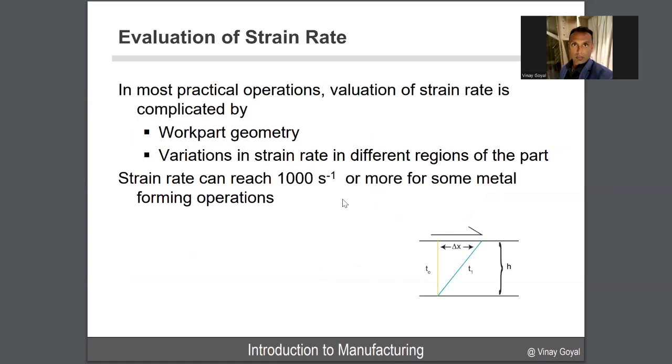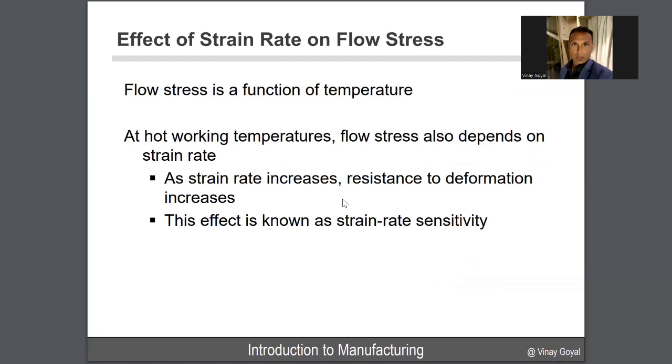The strain rate can reach 1,000 per second in some metal forming operations. The effects of strain rate on flow stress are a function of temperature. At hot working temperatures, flow stress is also dependent on strain rate, and as the strain rate increases, the resistance to deformation increases. This effect is known as strain rate sensitivity. I'll repeat again: as the strain rate increases, there will be a resistance to deformation as well, and this effect is known as strain rate sensitivity.